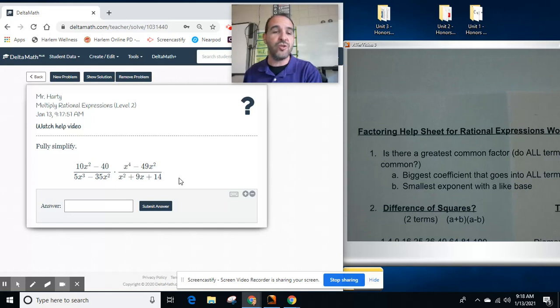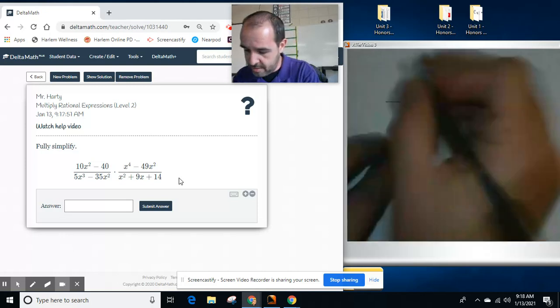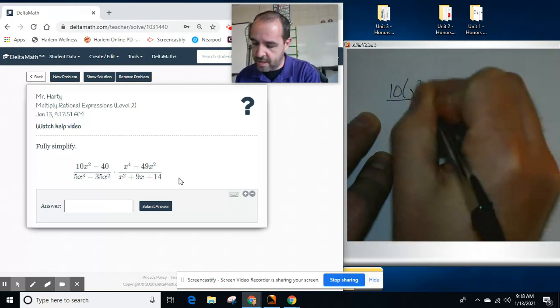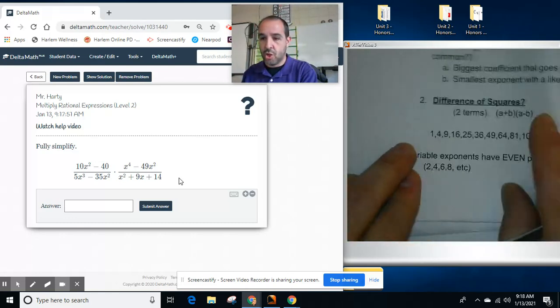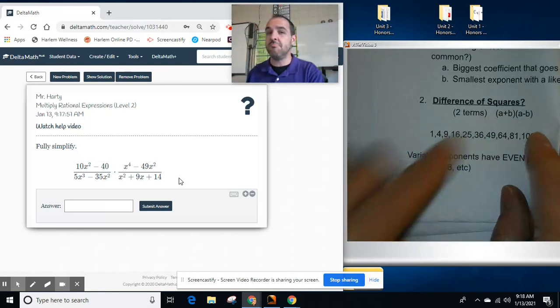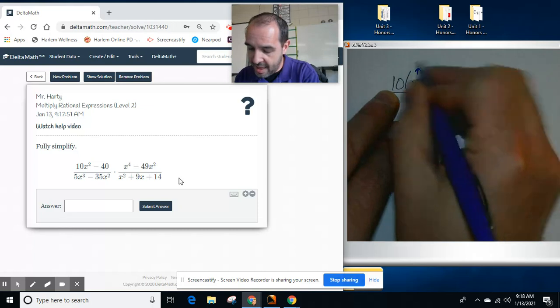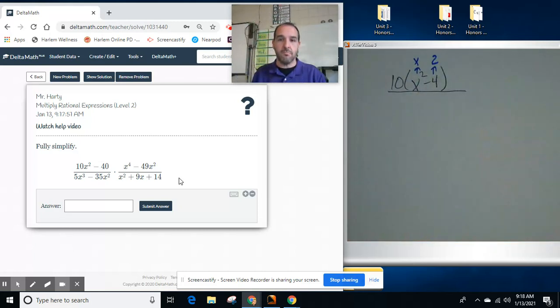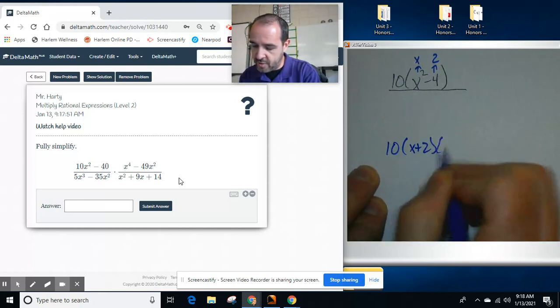Is there a greatest common factor? Do all terms have something in common? 10 and 40? Yeah, 10. Okay, take the 10 out. X squared minus 4. Ooh, but wait a minute. Look inside the parentheses. They're still squared there. Can I factor that? Could it be a difference of squares? Yeah, it could be. You're like, wait, I have to factor something out and have a difference of squares? First plus second, first minus second.